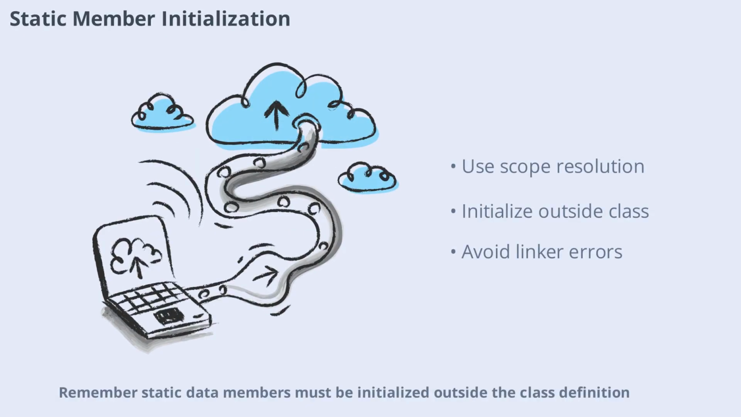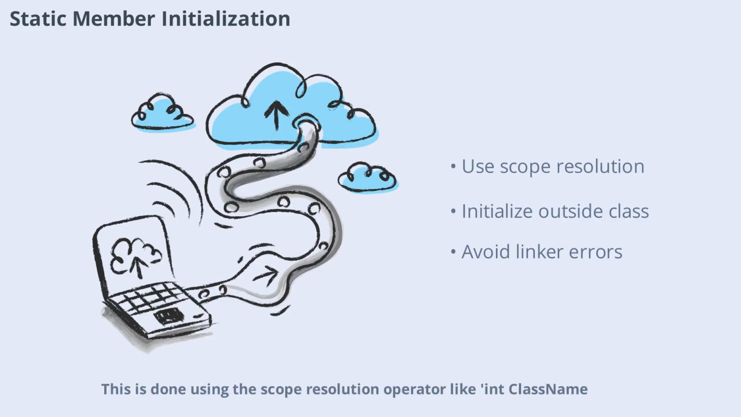Remember, static data members must be initialized outside the class definition. This is done using the scope resolution operator, like int ClassName::member = value. Failing to do this will result in linker errors. Always check that your static members are properly defined and initialized.